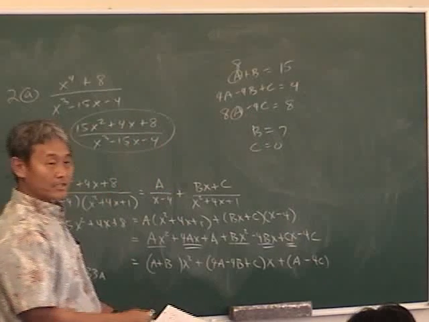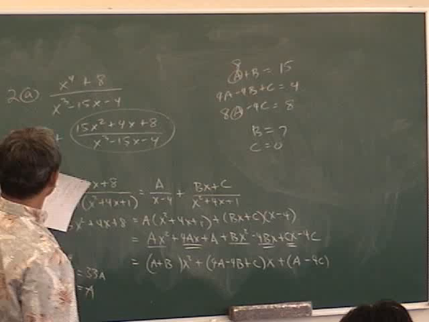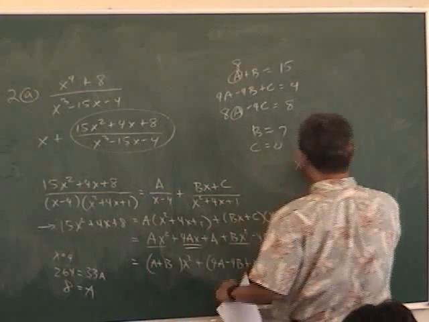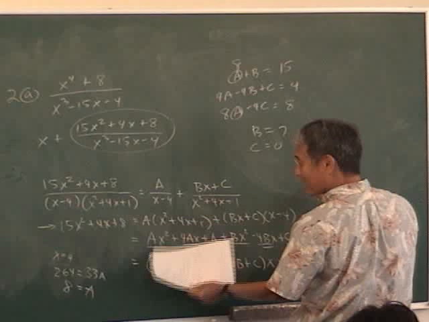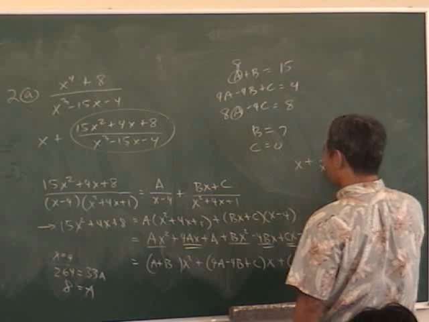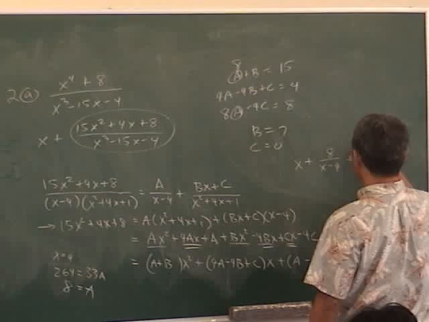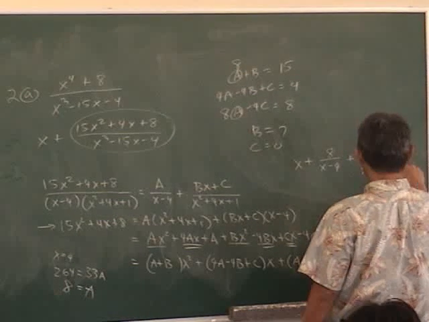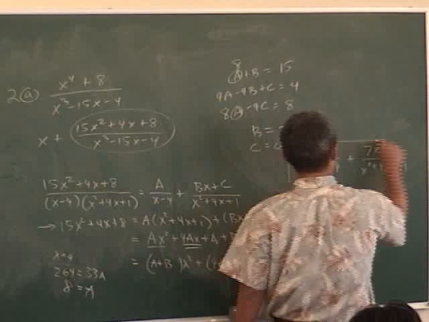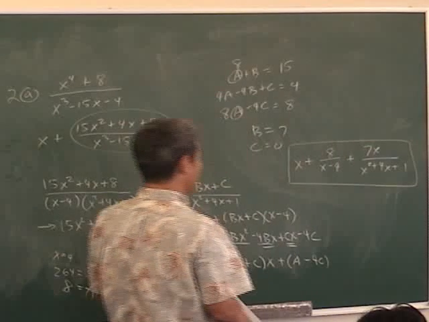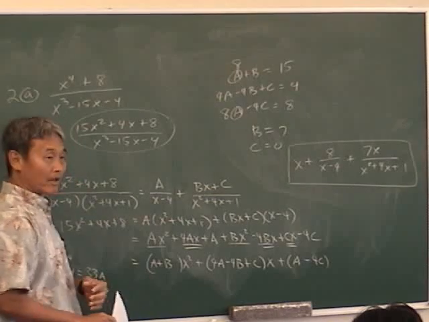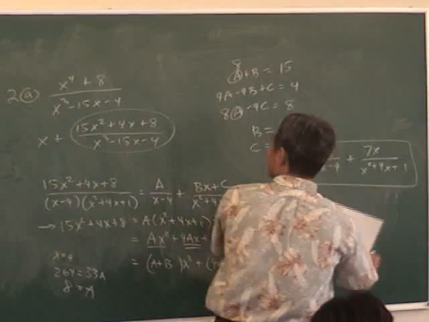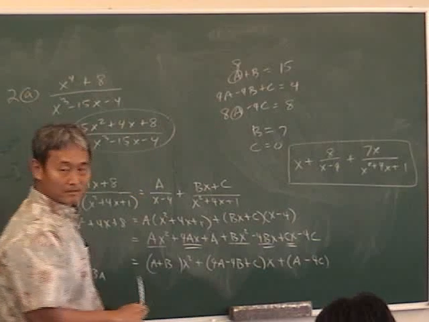So your final answer, don't forget to include this, is x plus A, which is 8 over x minus 4 plus Bx plus C, so that's 7x plus 0 all over x squared plus 4x plus 1. Box that, that's the answer. And you can check to see if you're right. If you simplify this, make the least common denominator, you should get the original problem.